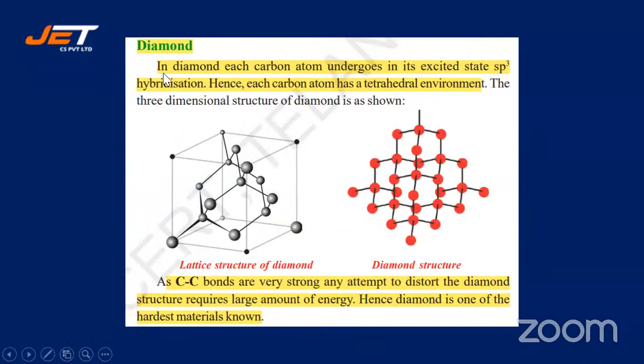So in that, firstly coming to diamond. In diamond, each carbon atom undergoes in its excited state sp3 hybridization. Hence, each carbon atom has a tetrahedral environment. C-C bonds are very strong. Any attempt to distort the diamond structure requires large amount of energy.